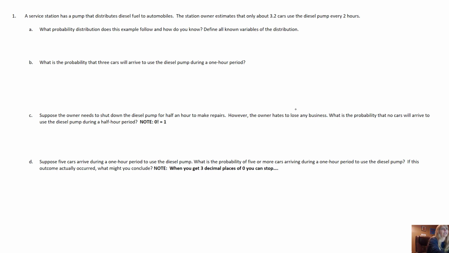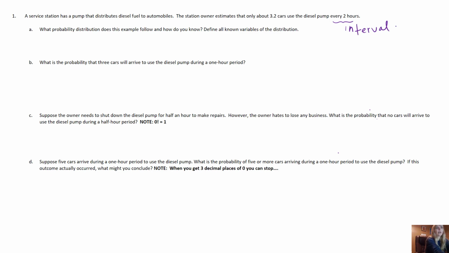And so here it says a service station has a pump that distributes diesel fuel to employee automobiles. The station owner estimates that only about 3.2 cars use the diesel pump every 2 hours. So this "every 2 hours" already pretty much tells me that's an interval. That's my interval, which tells me that this is going to be a Poisson.